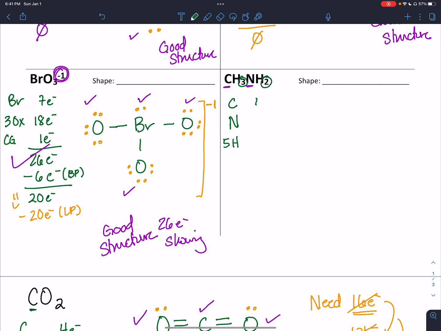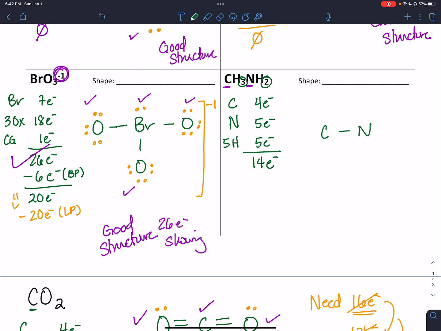All right, so carbon has 4 valence electrons, nitrogen in group 15 has 5 valence electrons, and hydrogen has 1, but I have 5 of them. So I'm going to have a total of 14 electrons to use within this structure. All right, so the skeleton structure, this is where it gets a little tricky. Hydrogen is never in between 2 elements. So I'm going to start by connecting the carbon and the nitrogen.